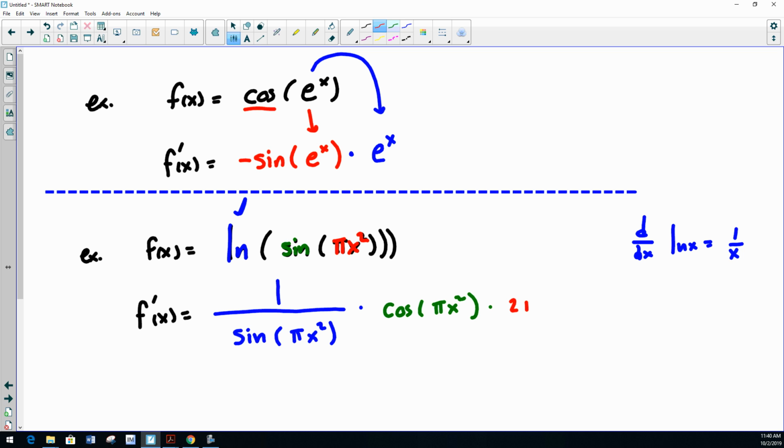Yes? Can you just go over how you got from ln to the next step? The derivative of ln is 1 over the inside. And the inside was sine pi x squared. So that's why it's 1 over. Then you switched sine to cosine, and then multiplied that by what was inside of it. You're seeing there's an x, so it's ln of the inside. All of this is the inside.